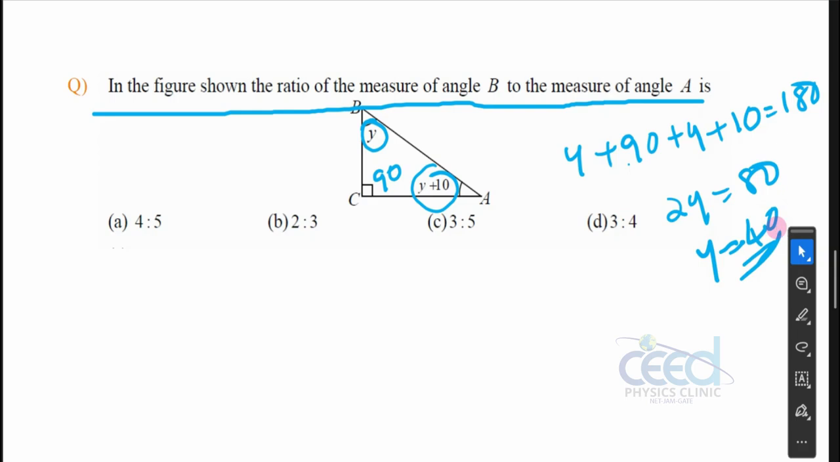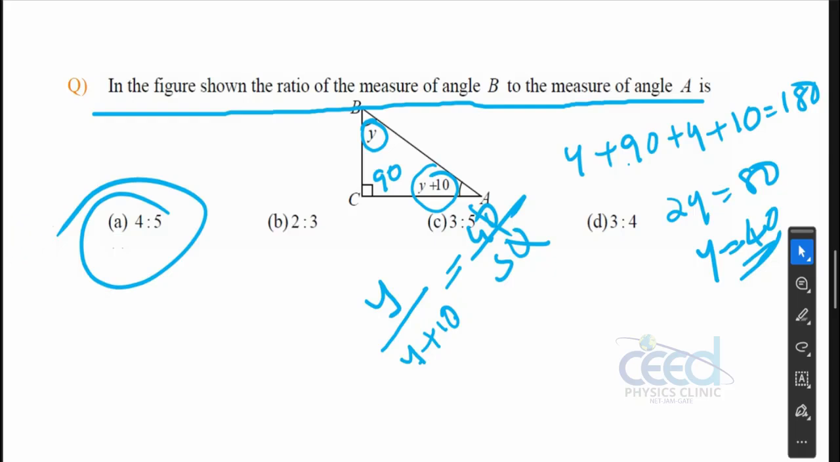Then y is solved. We need angle B divided by angle A. Angle B is y, and angle A is y plus 10. What is y? 40. What is y plus 10? 40 plus 10, 50. Then the ratio is 4 by 5. Then which is the option? Option A is correct.